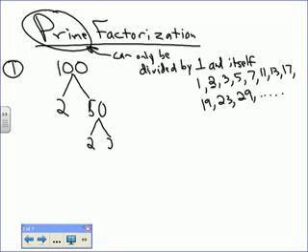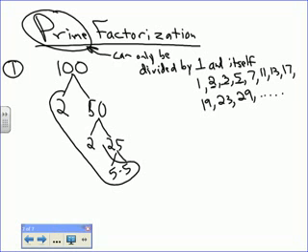You start with 2, so you get 2 and 25. For 25, go up the list. We can't do 2, we can't do 3, so we go to 5. 2 is a prime number, so you don't have to break that down. So, what do I get for my answer for my prime factorization? 2 to the second power times 5 to the second. Yes, very good, you guys.